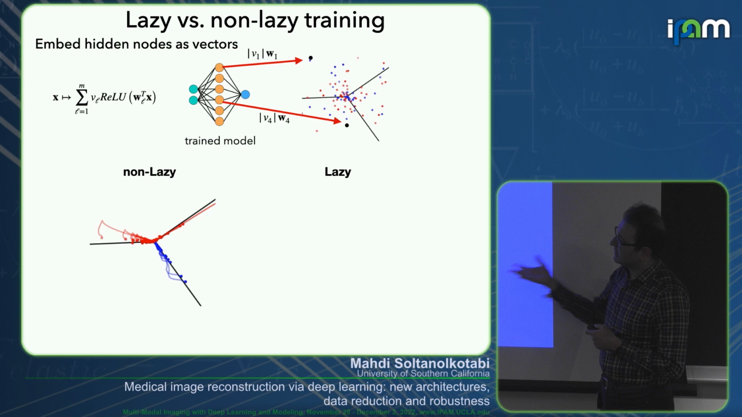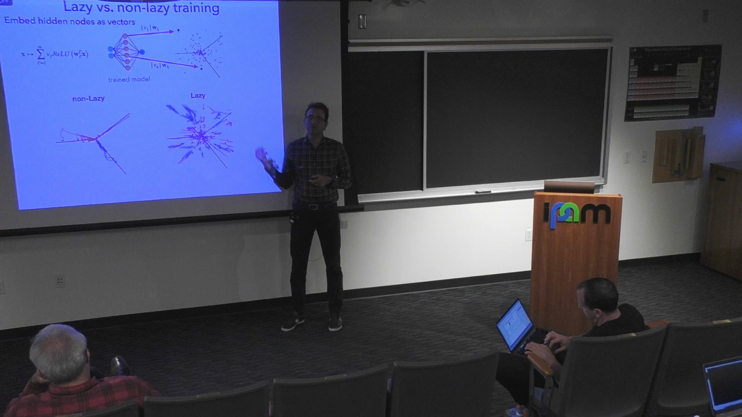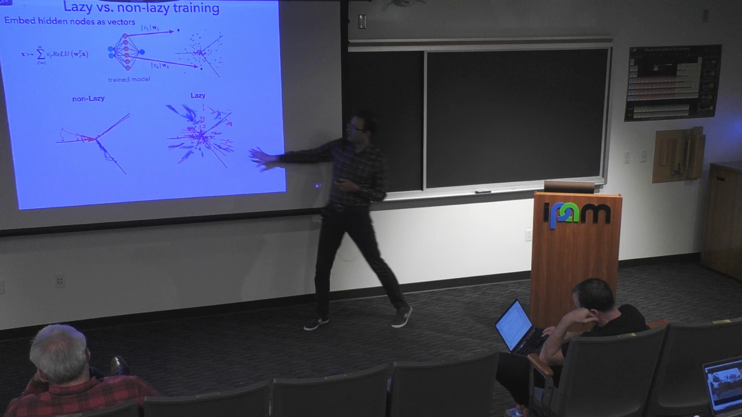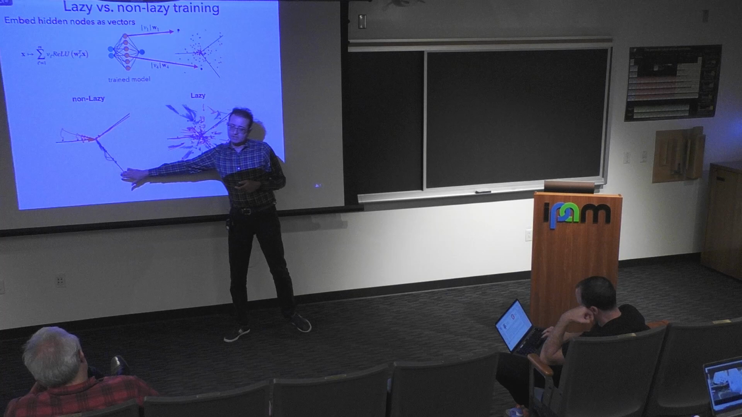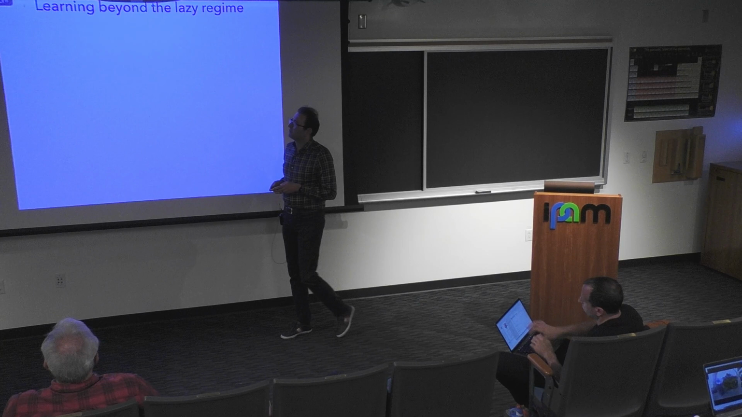In this lazy or NTK regime, though, what happens is really odd. Basically, all the hidden nodes move around a little bit to make the training error zero, but you don't really find any simple structure. So you cannot actually identify the planted network. This is why it's called a lazy regime, because you barely move around. And we want to really understand neural networks in this regime. The issue is that the existing theory does not apply in these practical regimes. So that's what I want to really talk about: learning beyond this lazy regime.